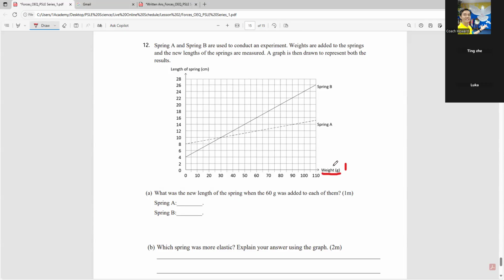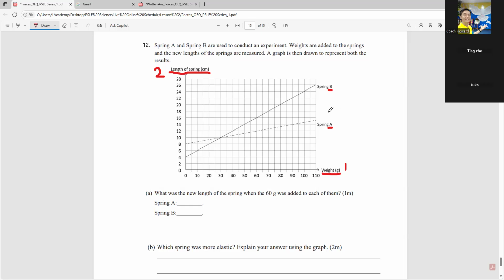Number one, what is on the horizontal axis? This is the weight in gram. Second, what is on the vertical axis? This is the length of spring. So try to understand. There are two springs, spring A and spring B.